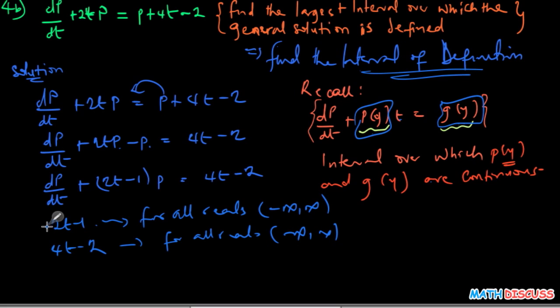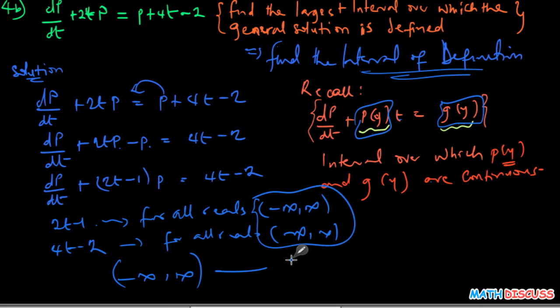Actually, if you want to look at it the other way, they are polynomial functions of t, and polynomial functions are continuous on the set of all real numbers. It's defined: the limit as t tends to any point in this domain equals the function value at that point. So either way, negative infinity to infinity is your interval of definition. And this was what they told you to find.